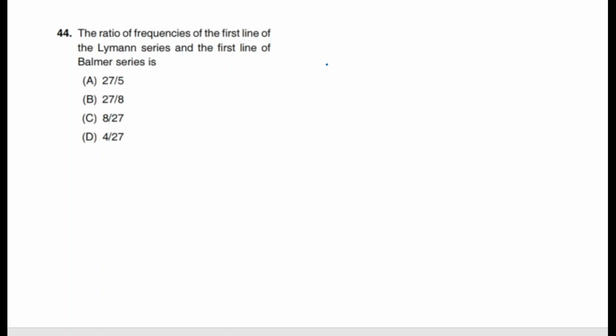So for the ratios of the frequency, the same formula we are going to use, that is the wave number or the wavelength formula: 1 divided by lambda is equal to R infinity into 1 divided by n1 square minus 1 divided by n2 square. So this is the formula.